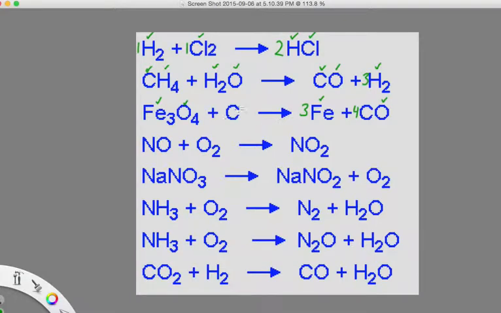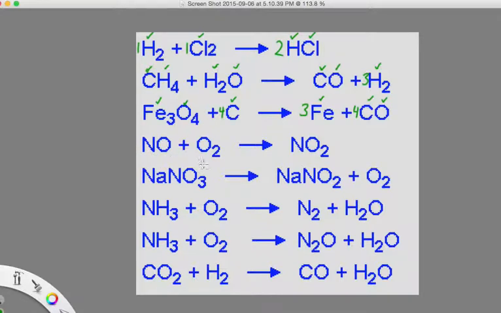Right. Now I look at my C, my carbon. My carbon, there's 1 on this side and there are 4 on this side. So I need to multiply this by 4 to get my carbons all good. So all the elements now are balanced. These are really easy. Okay, on to the next.